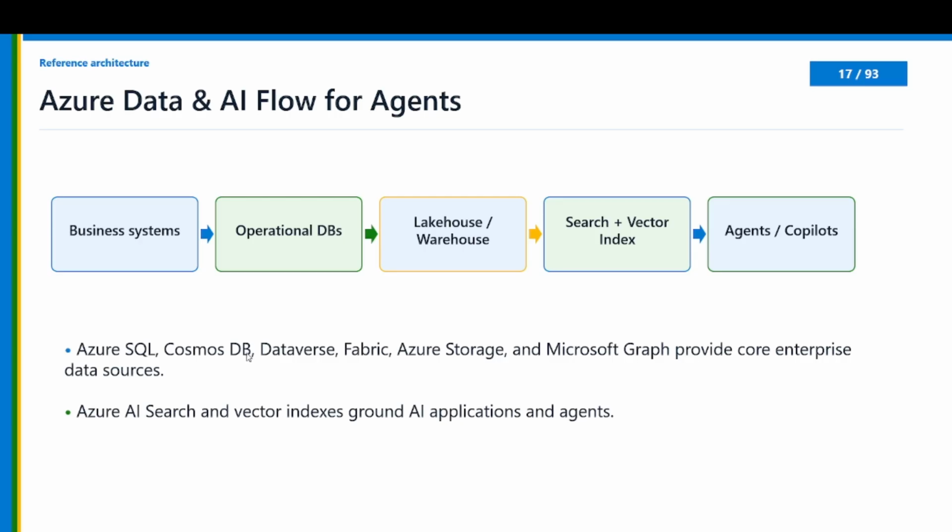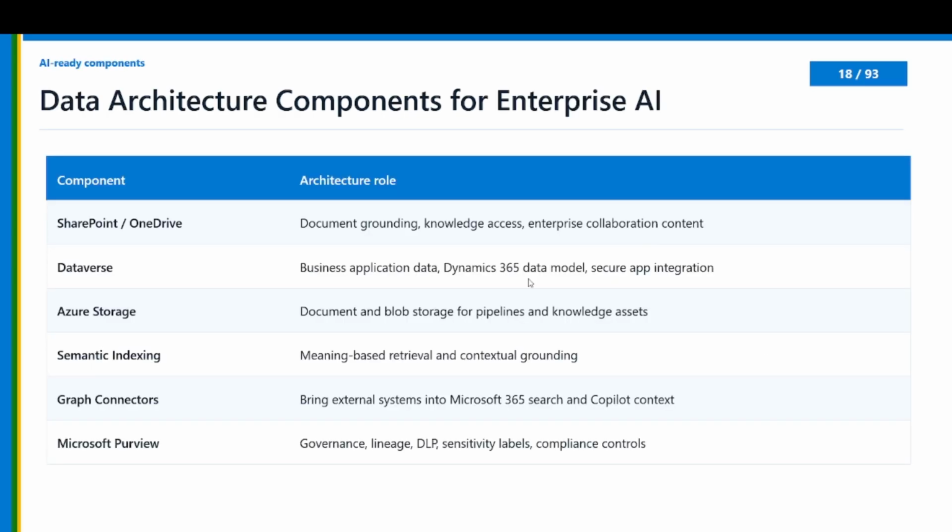So Azure SQL, Cosmos DB, Dataverse, Fabric, Azure Storage, and Microsoft Graph provide core enterprise data sources within the Microsoft ecosystem. Azure AI Search and vector indexes ground AI applications and agents. So this is basically the original Azure AI vector database, which is what you can also use for your vector indexes.